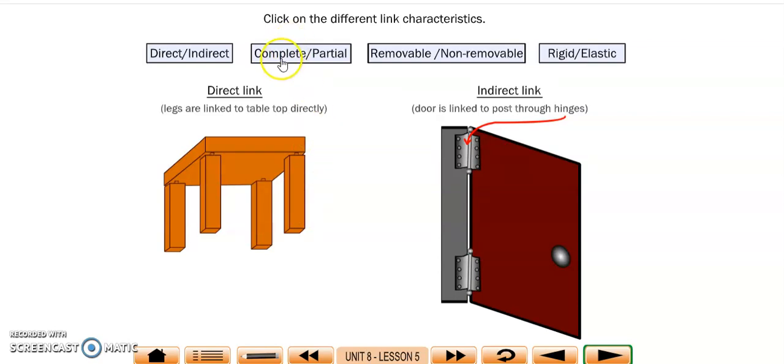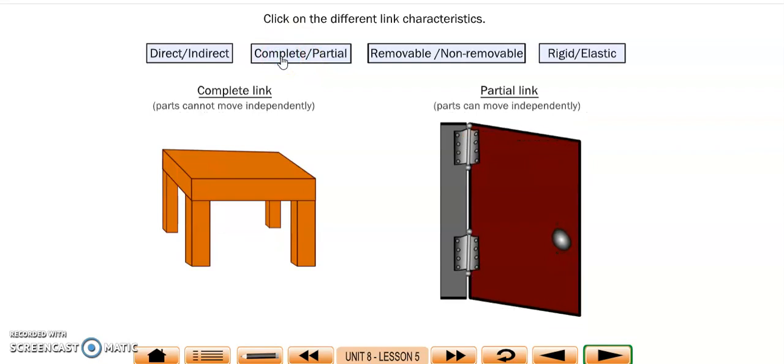Let's see the next type, complete versus partial. On the left side here, this is an example of a complete link. As soon as I insert the legs into the top, there's no more movement allowed. So you have to think, when it is inserted, is there a movement? If not, then it is a complete link, that this will not move. This is part of the function of a table. The legs are not meant to move.